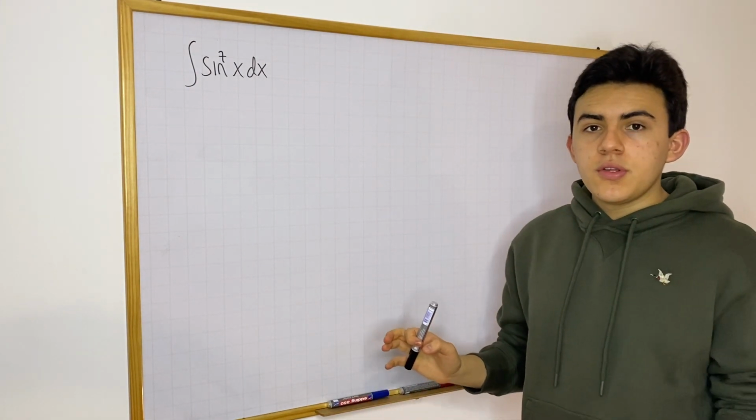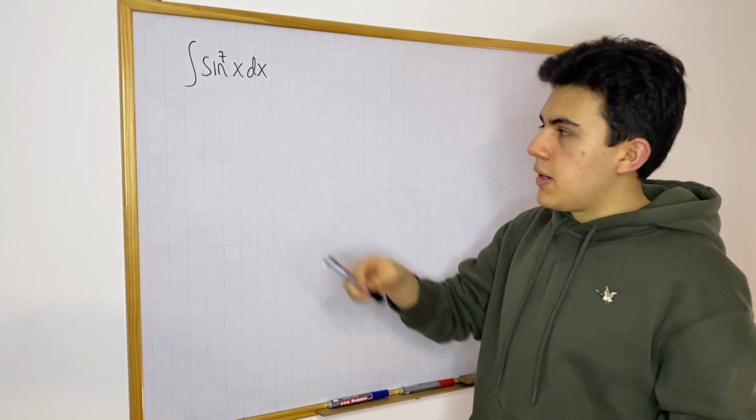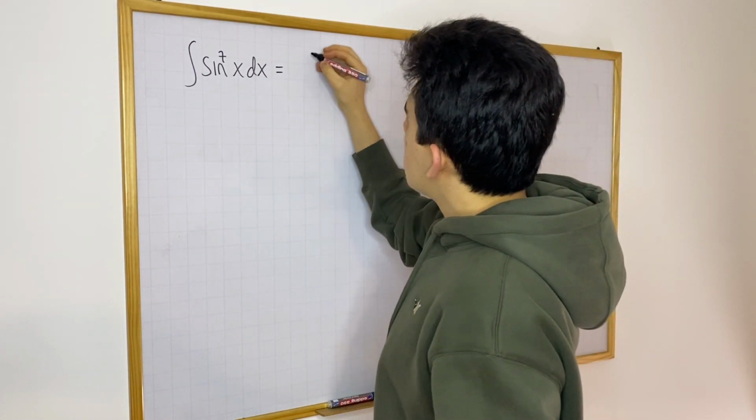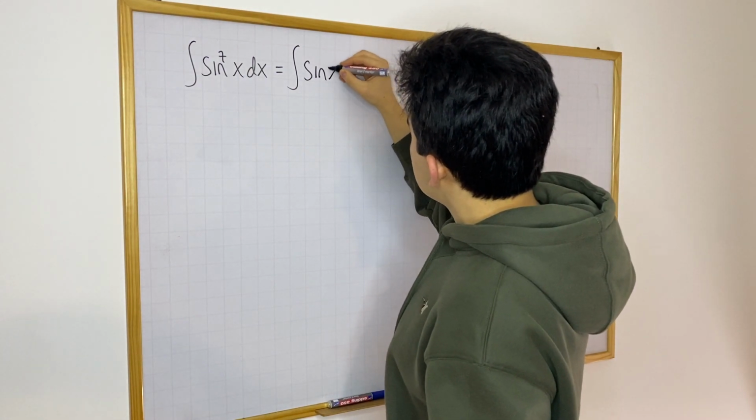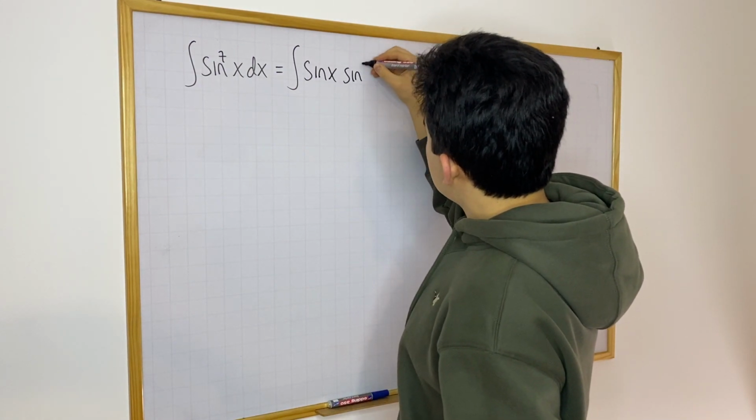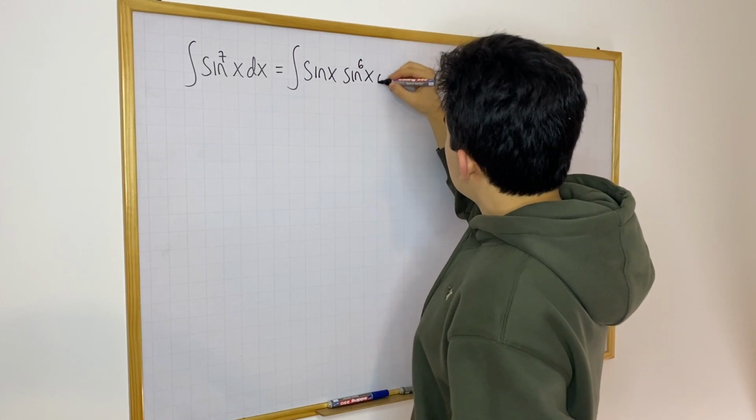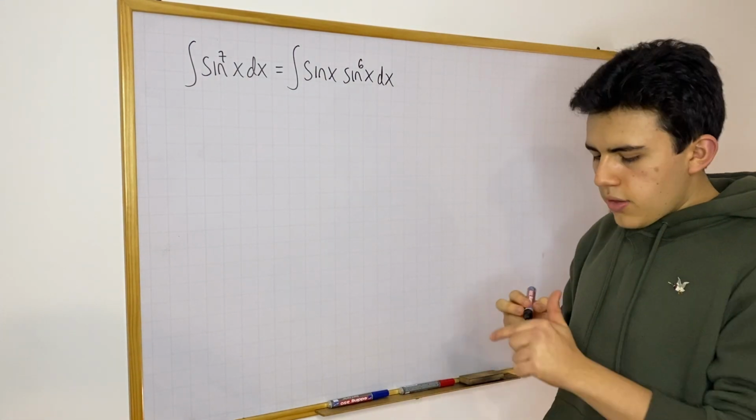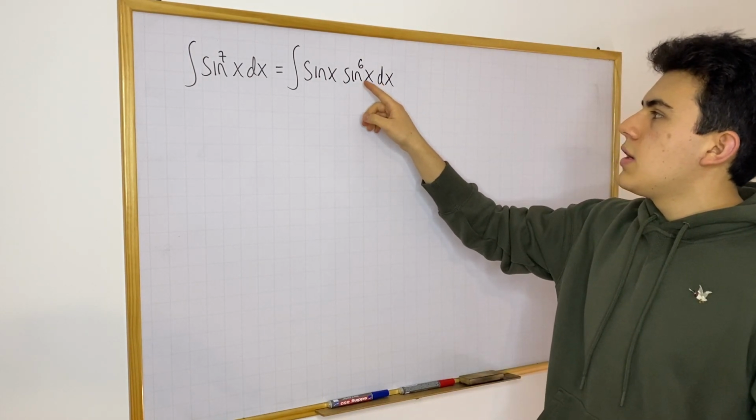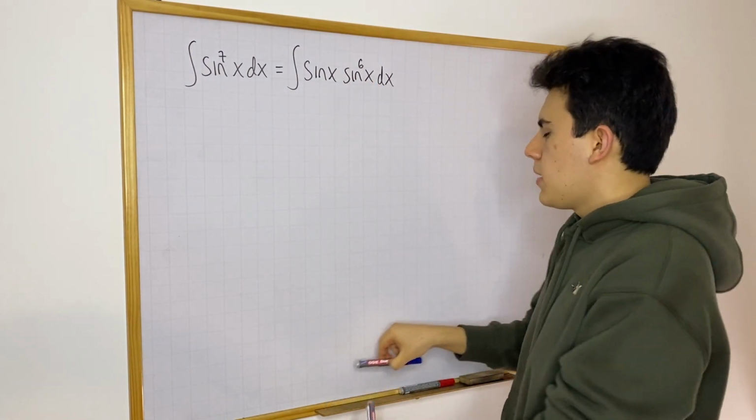So the first thing you want to do is, of course, rewrite this integrand, and I'm going to do that like this. I'm going to say that this will be equal to the antiderivative of sine x times sine to the 6th power dx. Now this doesn't seem like too big of a change, but there's actually something really nice about sine to the 6th power.